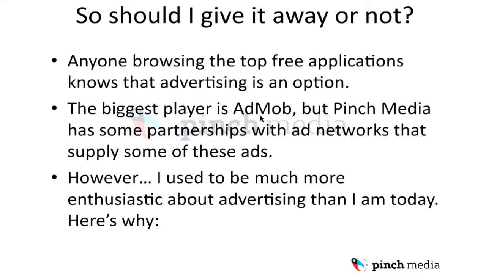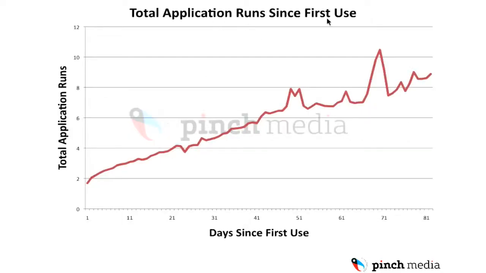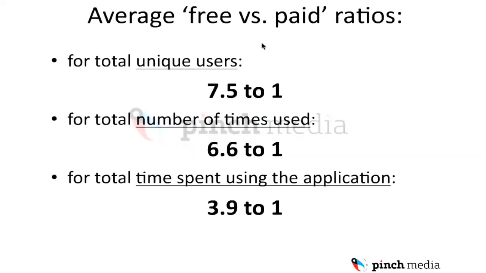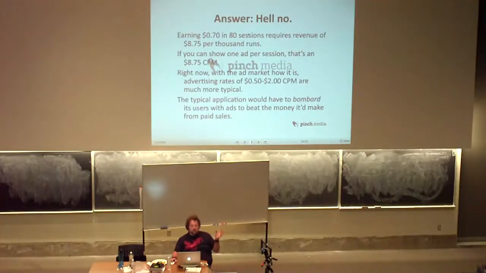So AdMob also has an analytics framework. I actually prefer Pinch Analytics, but if you're going to put an ad in your free app, you should use AdMob. However, I used to be much more enthusiastic about advertising than I am today. Total application runs since first use, free versus paid ratio. In his analysis between a free app and a paid app, he's basically saying you're getting 70 cents per user on the paid app. Can the average application make more than 70 cents off of advertising in 80 sessions? And the answer is not even close.